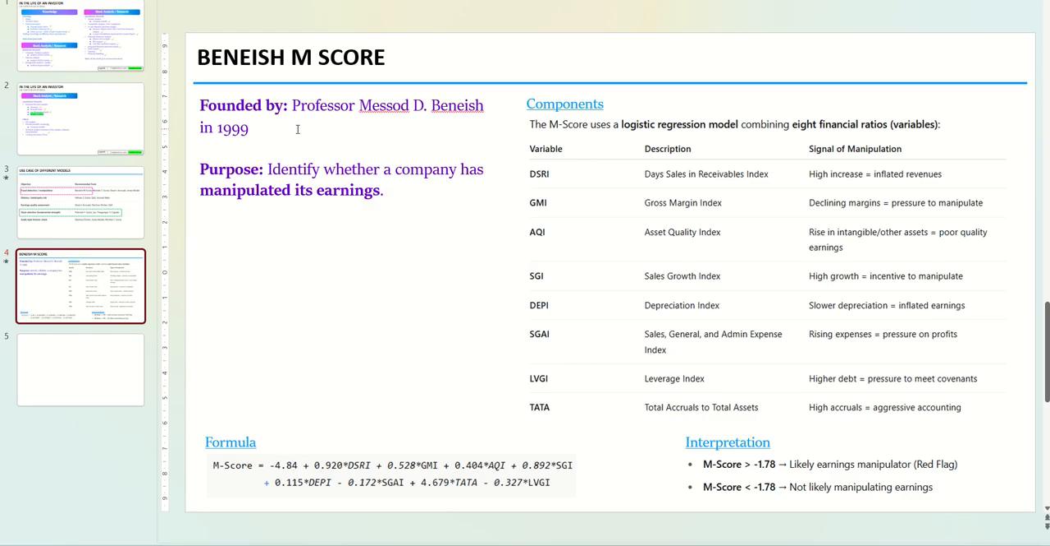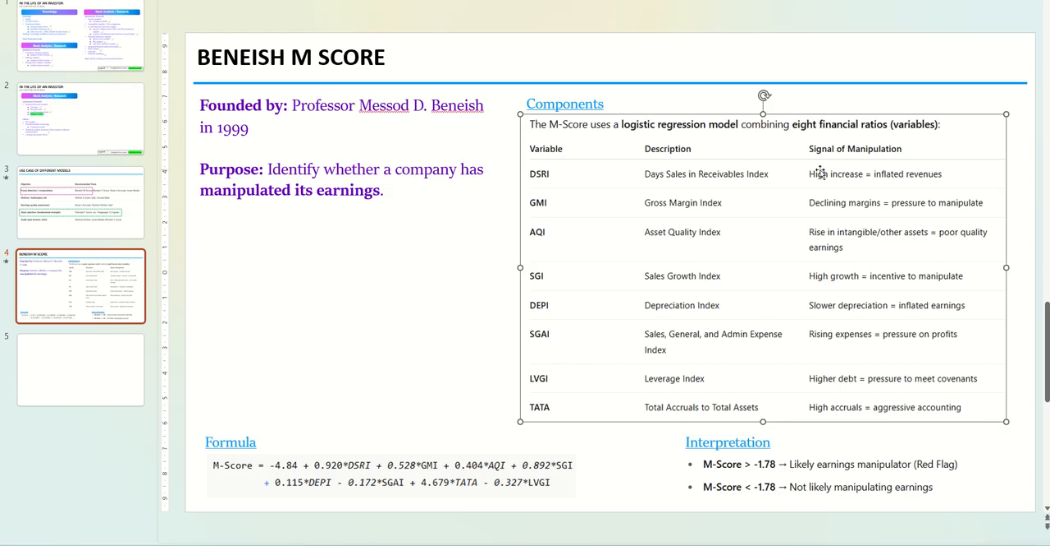The Beneish M-Score was founded by Professor Beneish in 1999, and the purpose was to identify any manipulations. There are 8 components in this analysis: days sales in receivables index, gross margin index, asset quality index, sales growth index, depreciation index, SGAI index, leverage index, and total accruals to total assets.